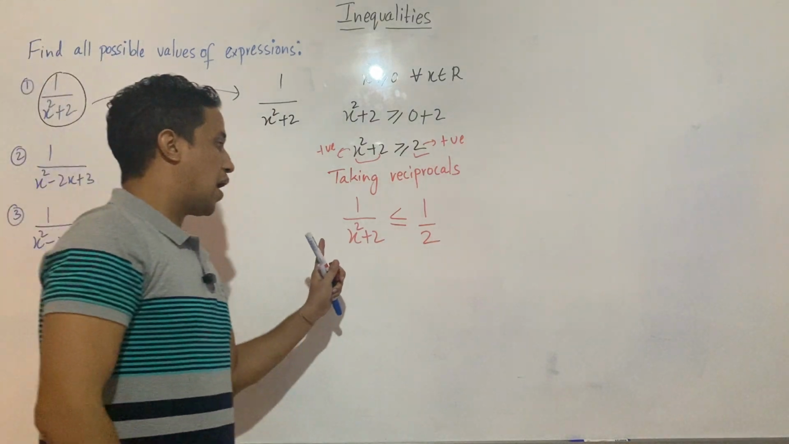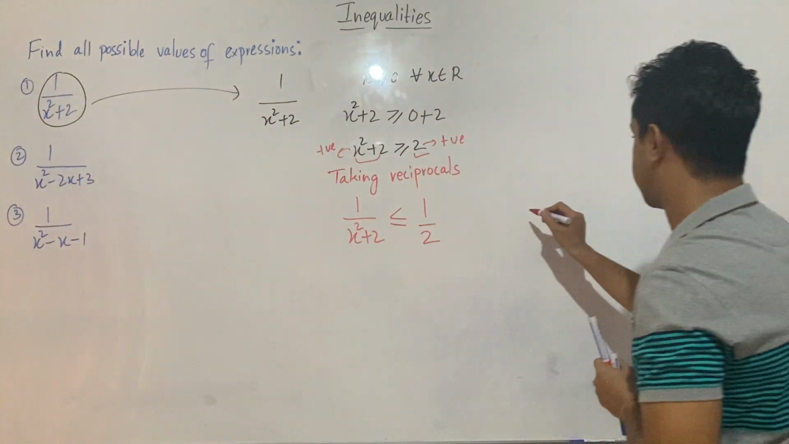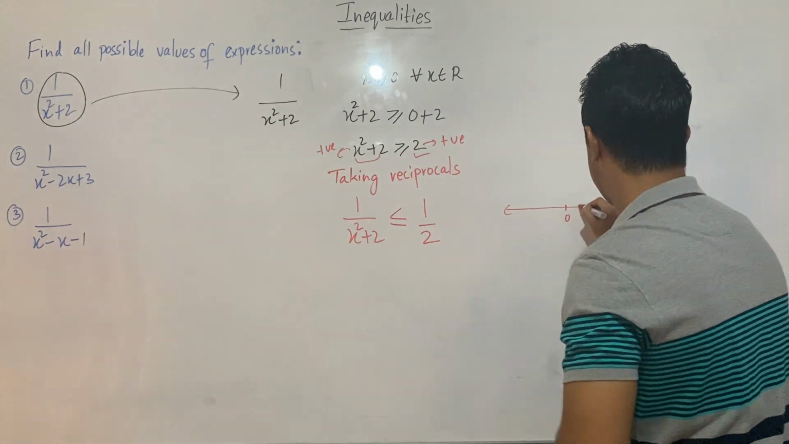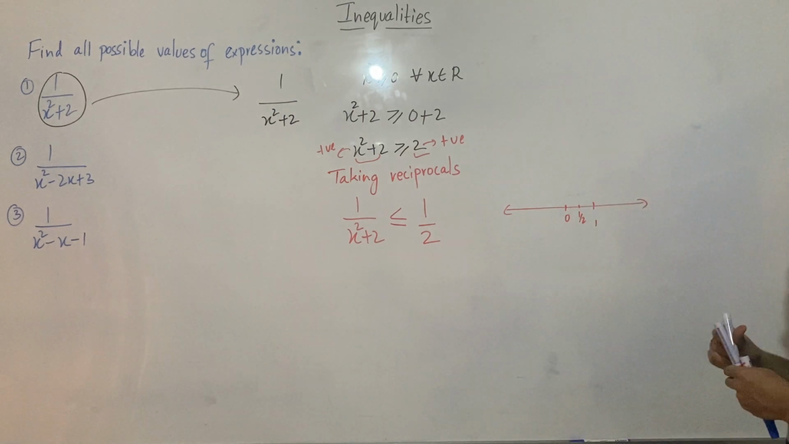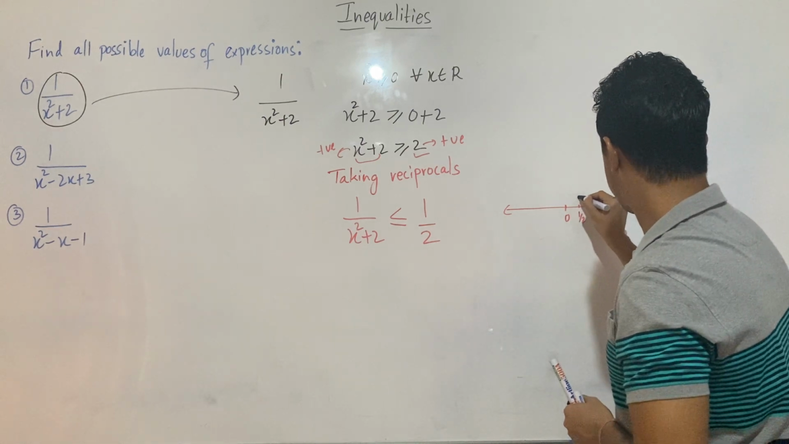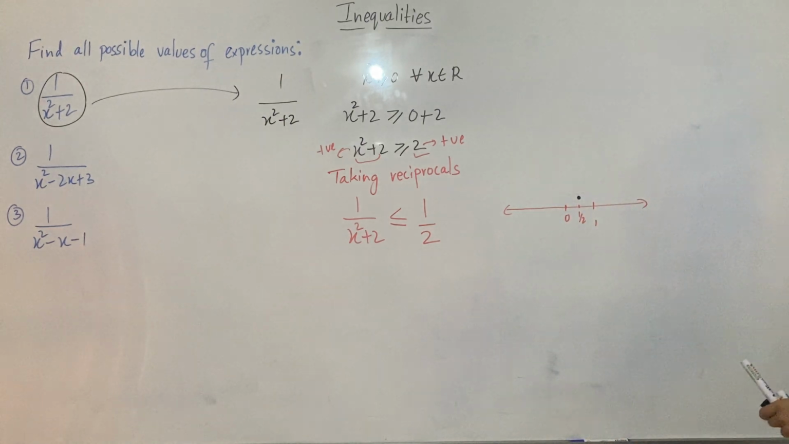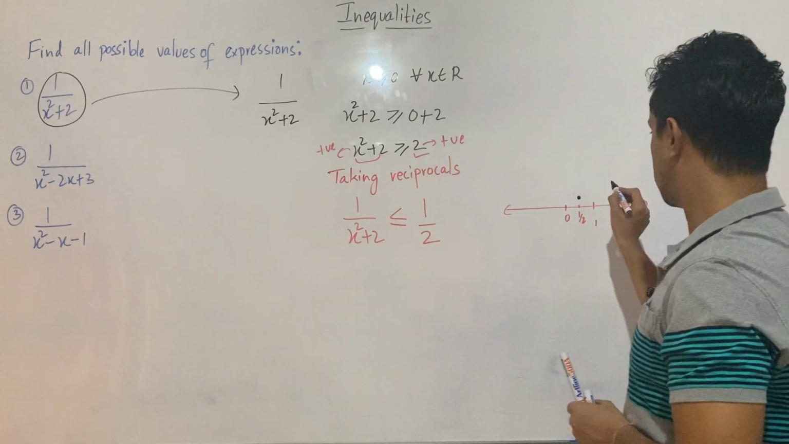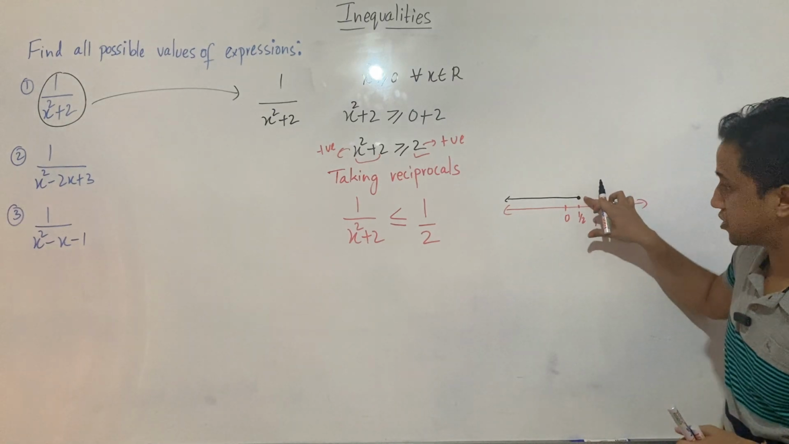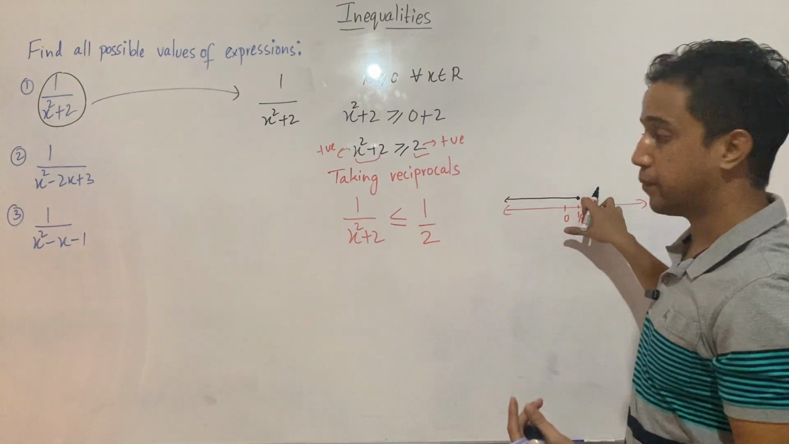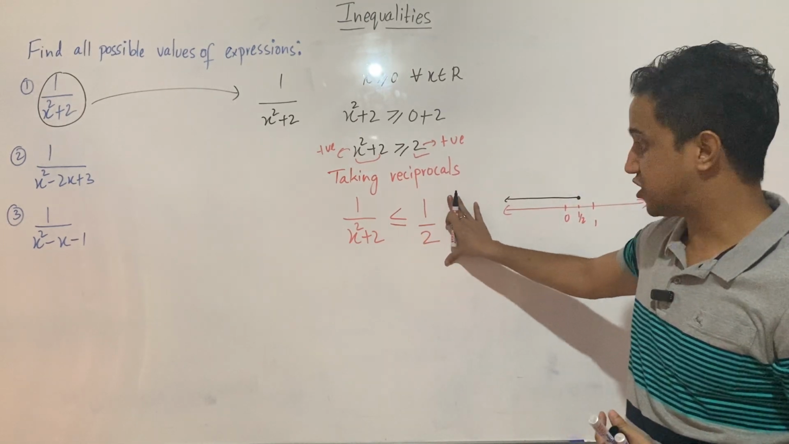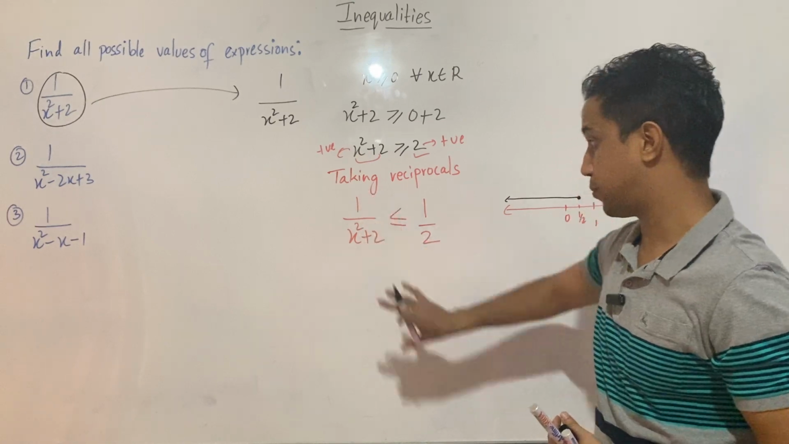Now I know that this is my number line. Here I have 0, here I have 1, so this is 1 by 2. Here a solid dot, because this is included. So I know that my value is going to stay here. Now, I know the maximum value, but I don't know the minimum value, because it's always going to be less than or equal to 1 by 2. So 1 by 2 is the maximum value of this expression.